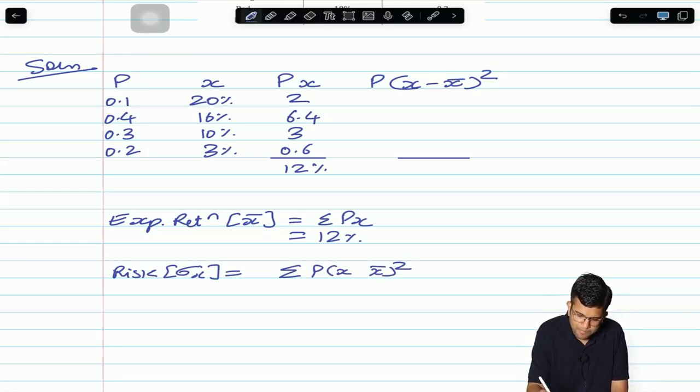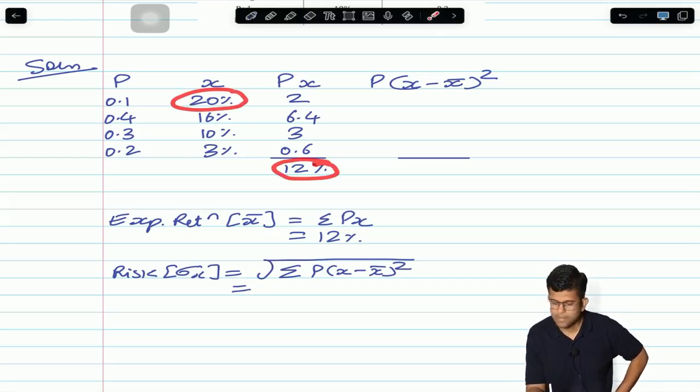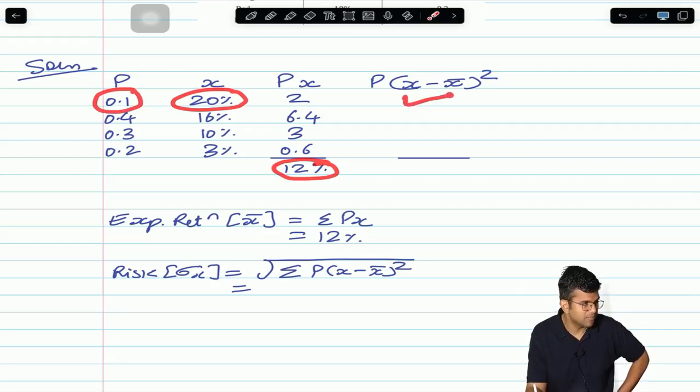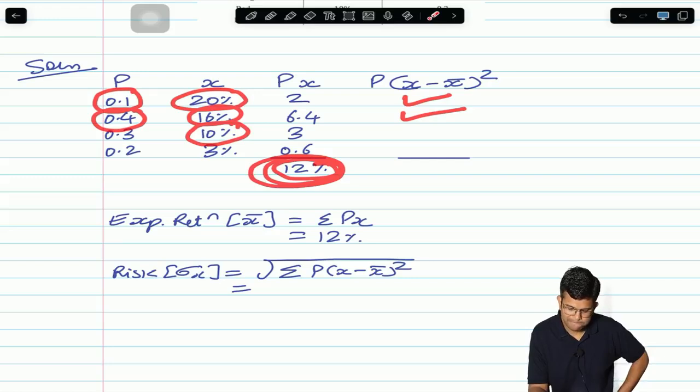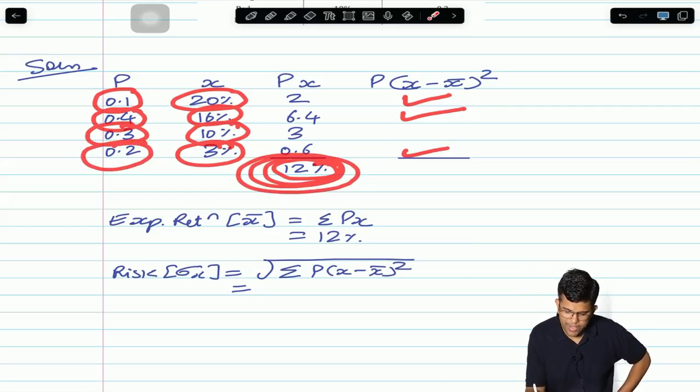Now I'll write here, risk, bracket sigma x, is summation p, x minus x bar the whole square, the whole under root. Students, take your calci and do as I say. 20 minus 12 whole square into 0.1, plus 16 minus 12 whole square into 0.4, plus 10 minus 12 whole square into 0.3, plus 3 minus 12 whole square into 0.2.